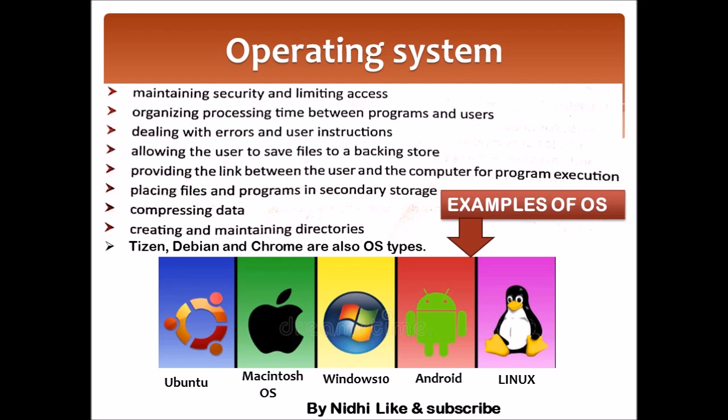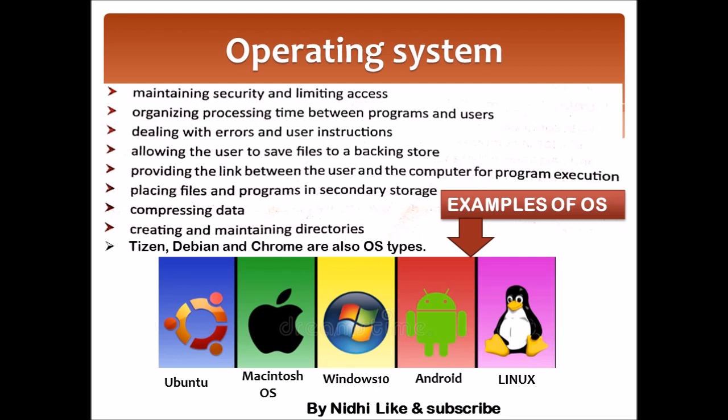Okay, it also maintains security and limits access, and organizes processing time between programs and users. It also deals with errors and user instructions. It also allows the user to save files to a backing store. It also provides the link between user and computer for program running or execution, placing files and programs in secondary storage. It also helps in compressing data, and creating and maintaining the directories or drives on a computer. So here you can see a few examples of operating systems.